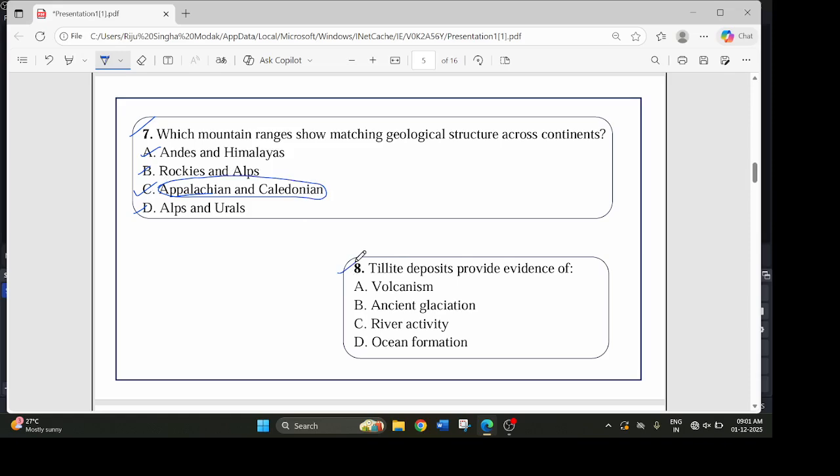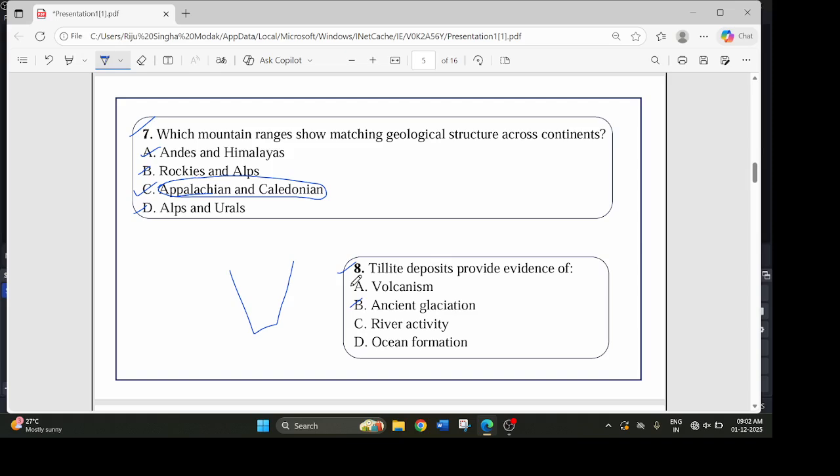Tillite deposits provide evidence of volcanism, ancient glaciation, river activity, or ocean formation. Here the correct answer is ancient glaciation, option B. Tillite is a sedimentary rock formed from the deposit of glacial till. Wegener found tillite deposits of similar age in South America, Africa, and the southern part of India, the southern part of the continents, of Pangea, and also of the world.